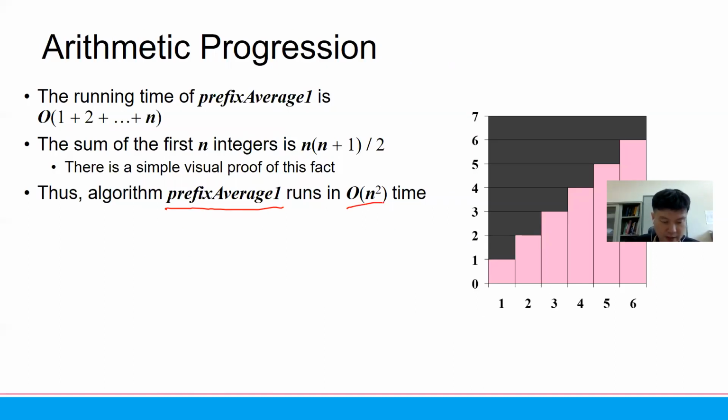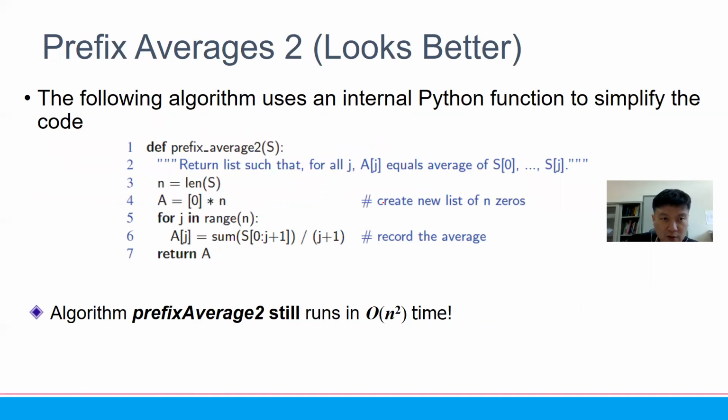Then this arithmetic progression still consumes a lot of time. Now, if I want to improve this algorithm, it can be improved this way. You already learned about Python. You can shorten the function in Python. Let's say we have the for loop, this is j in the range n. So we have n.